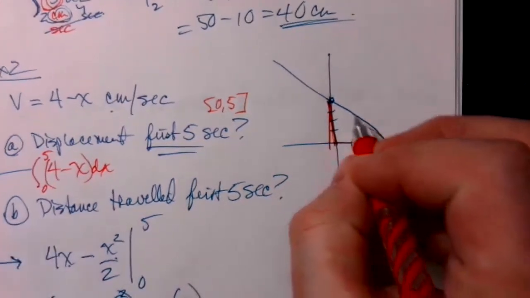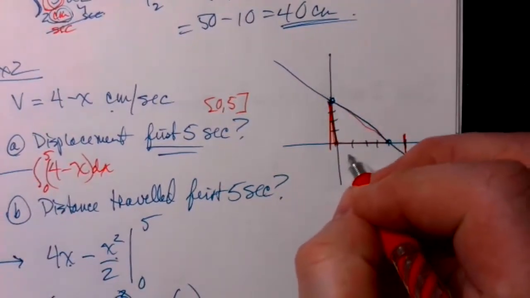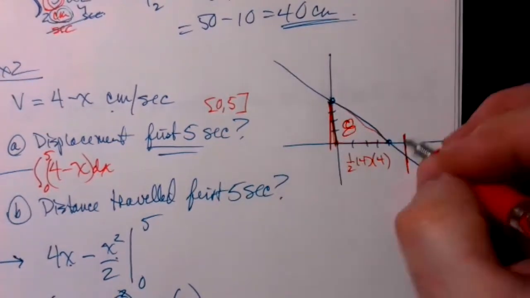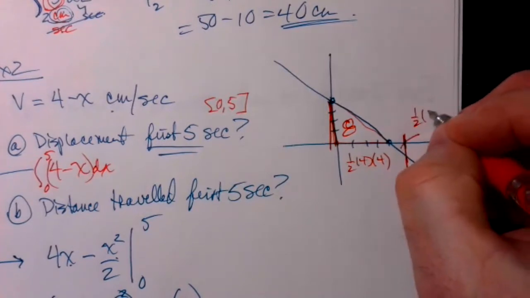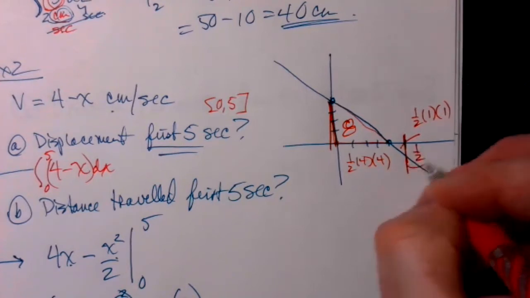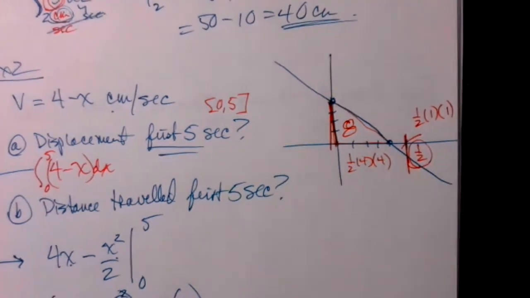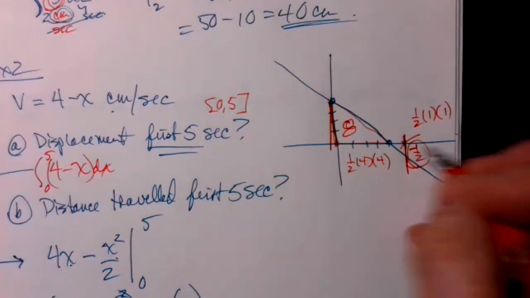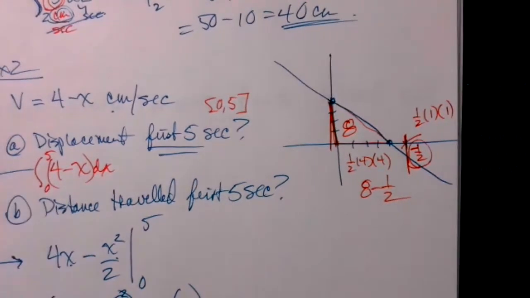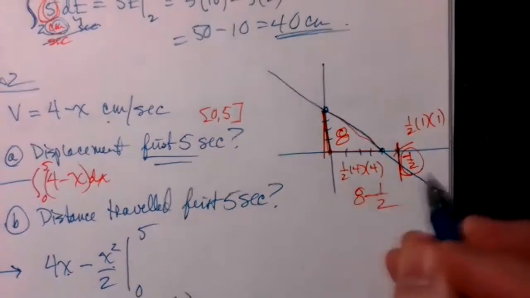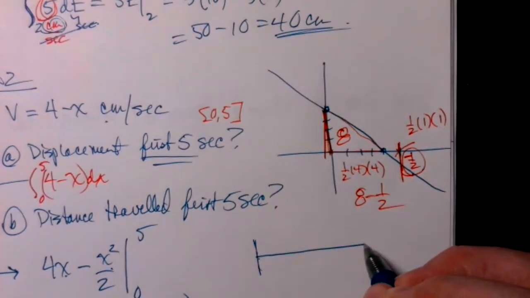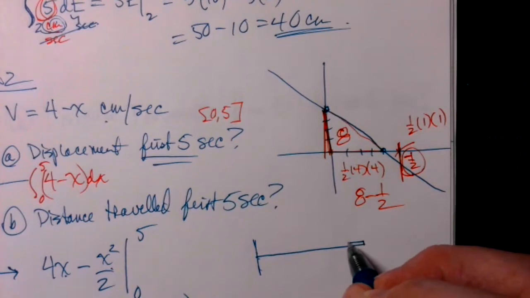If I thought about this area, this would be 1/2 times 4 times 4. So that's 8. This little guy right here would be 1/2 times 1 times 1. So that's really 1/2. There's a but. It's underneath, so it's negative. So this was 8 minus 1/2. So the idea was, if we wanted to illustrate this, this item went forward 8 centimeters and then backed up 1/2 centimeter.